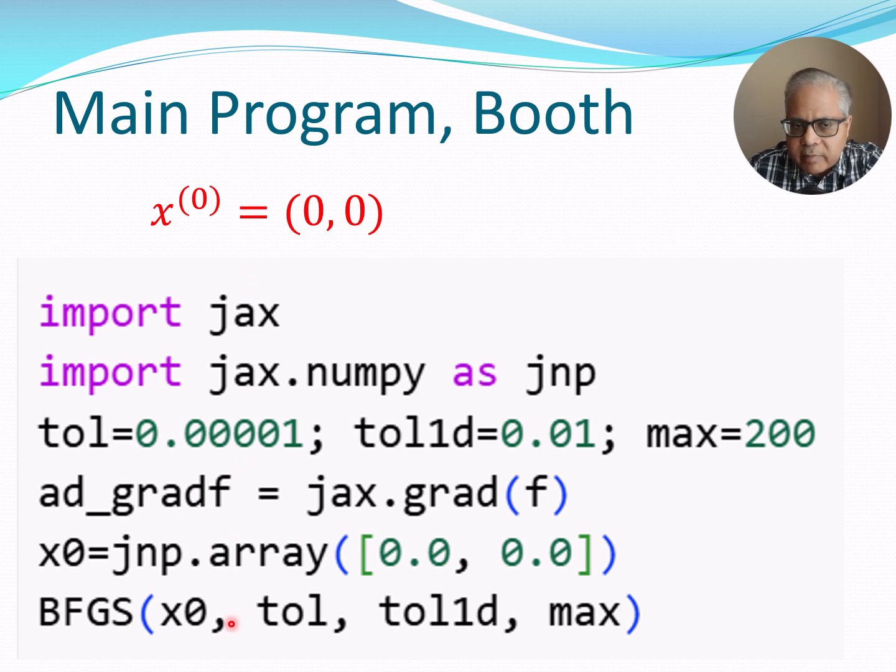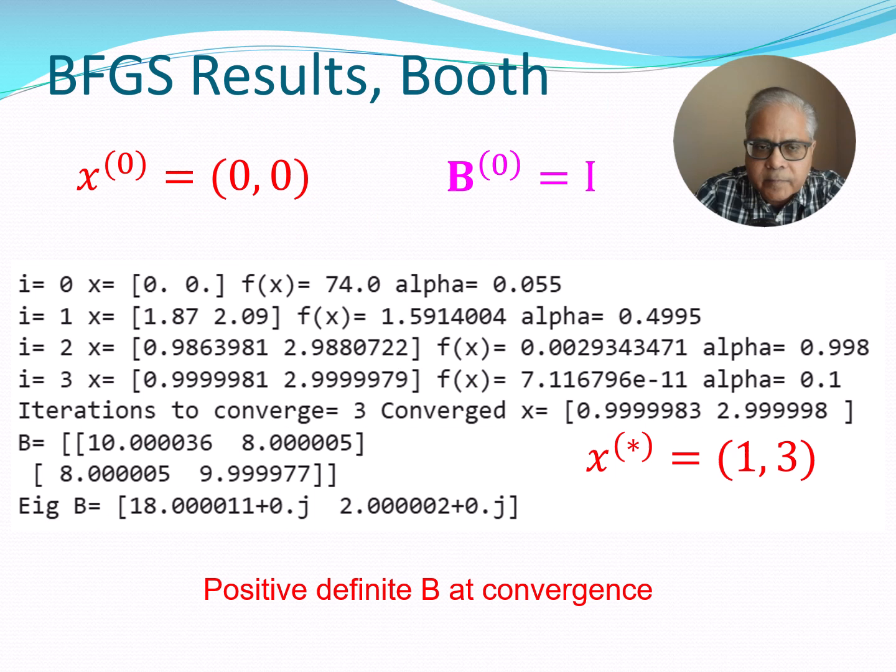So let's check out the main program once again. Small changes I have made here and there. One of the things I did is I reduced tol 1d to 0.01 and max also, because this was taking a lot of time. And once I did that, my code converged very rapidly. So let's see how it goes. You can see here the convergence is pretty rapid, and I start from 0 0, and I have quickly converged to the point 1 and 3.